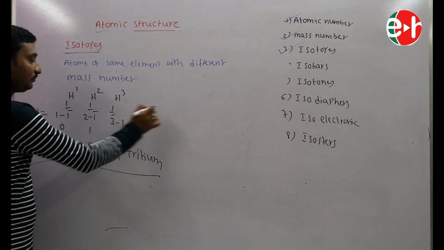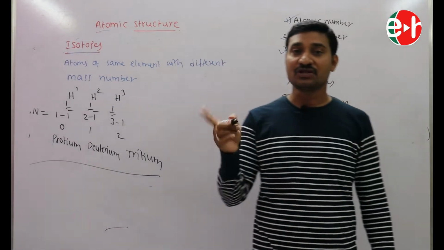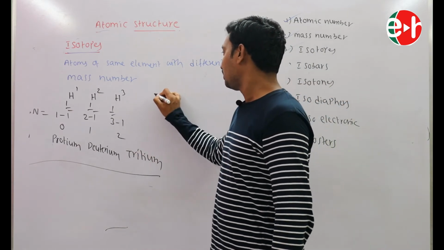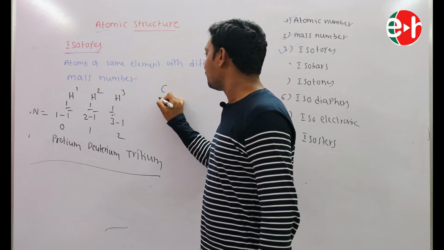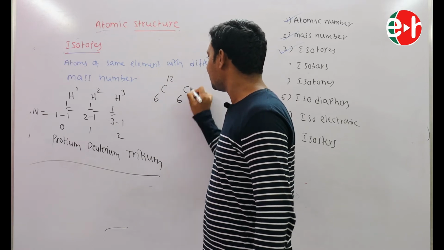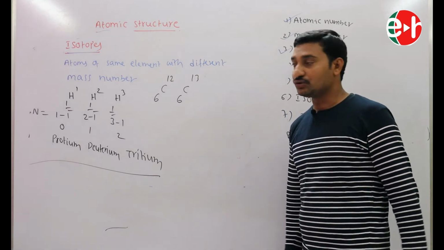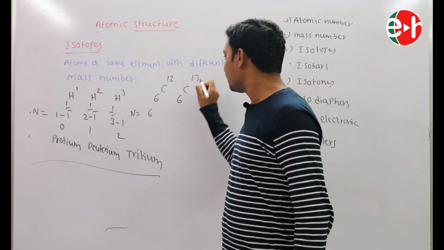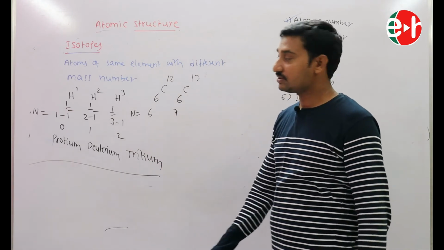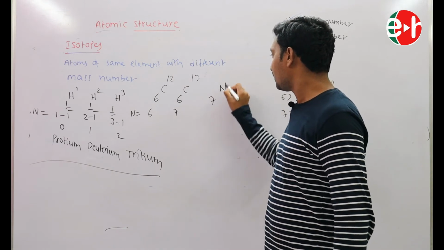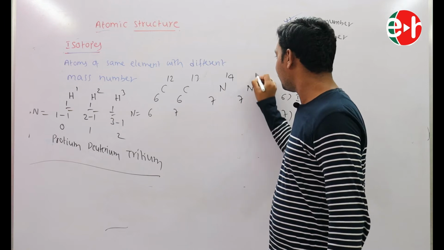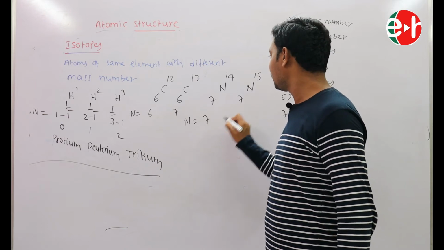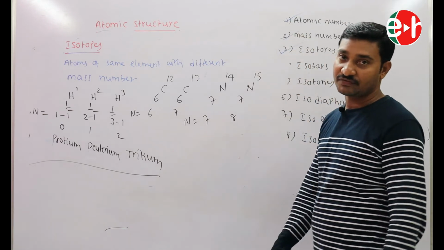Okay, important. Isotopes are atoms of the same element with different mass numbers. Next, for example, carbon 6C12 and carbon 6C13 are carbon isotopes. Here the number of neutrons is 12 minus 6, which is 6, and 13 minus 6, which is 7. Nitrogen 7N14, nitrogen 7N15: the number of neutrons is 14 minus 7, which is 7, and 15 minus 7, which is 8.